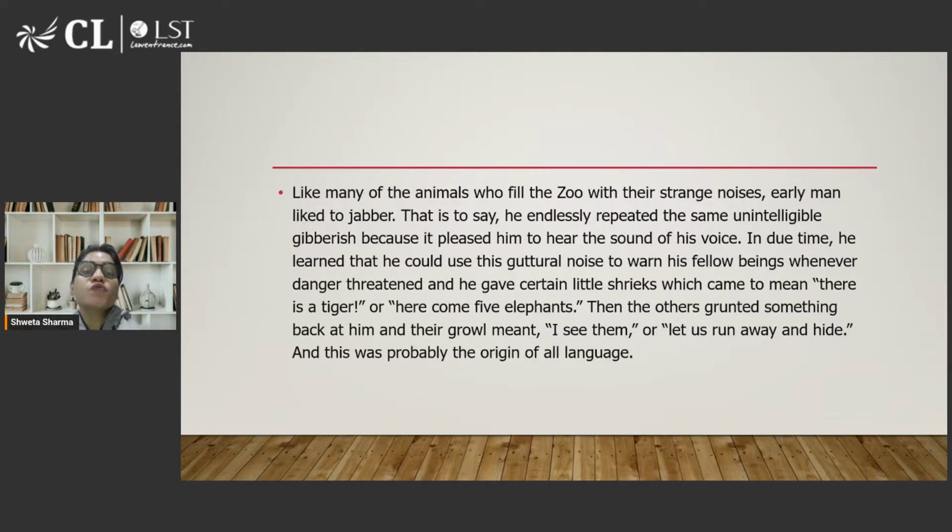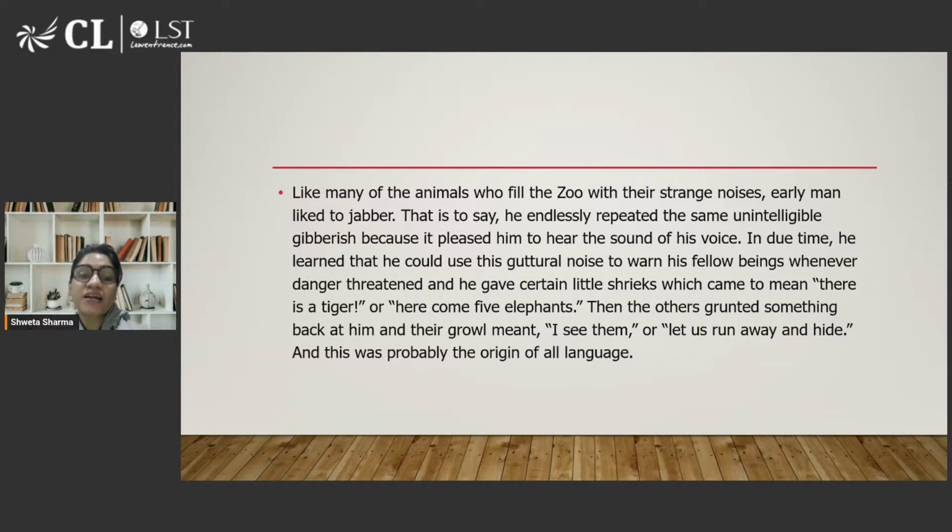Like many of the animals who fill the zoo with their strange noises, early man liked to jabber. You also like to jabber and eat and make all those gobbling sounds. That is to say, he endlessly repeated the same unintelligible gibberish because it pleased him to hear the sound of his voice. In due time, he learned that he could use this guttural noise to warn his fellow beings whenever danger threatened, and he gave certain little shrieks which came to mean there is a tiger, or here comes five elephants.